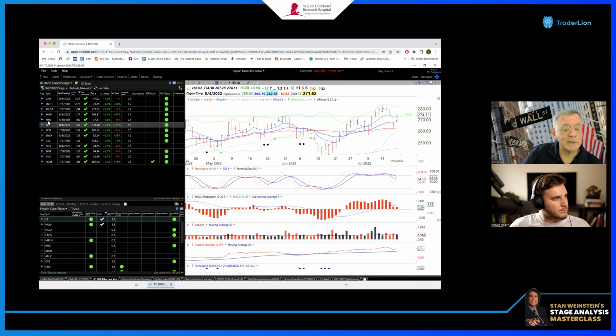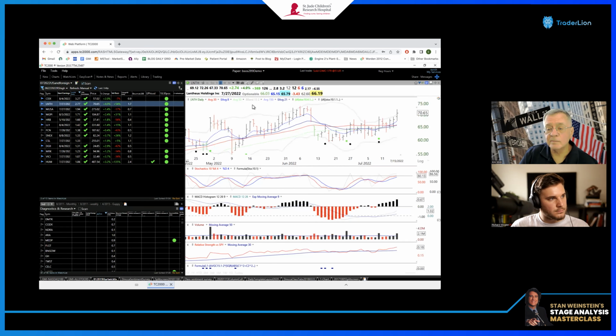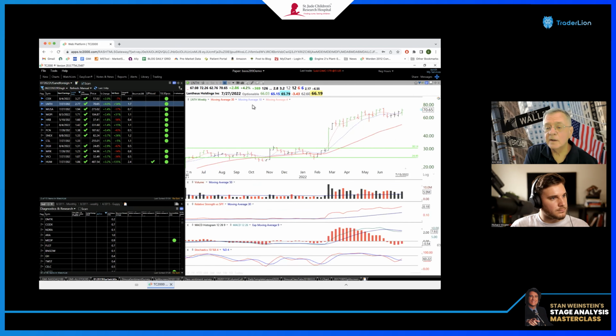I told you about Lilly. All right? So, look, it comes up. Here's your huge green line breakout. Look at the volume. Massive green line breakout. And now it's going sideways, forming basically another base. So, is this stock worth looking at?